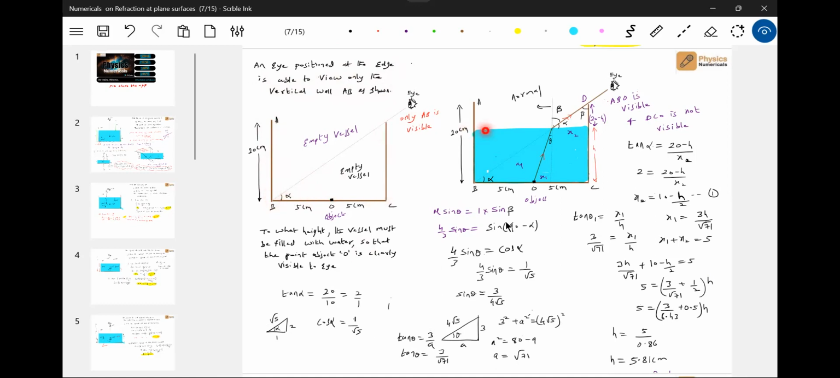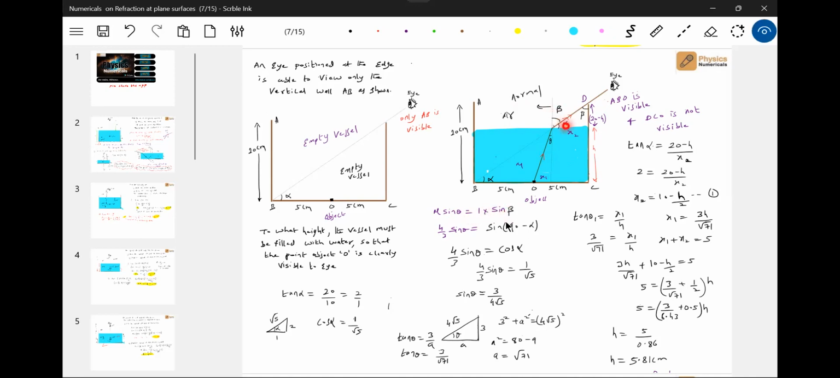Then I'll fill up water to a certain height. Then the midpoint of this should be visible. So the rays emitted by the object O after refraction should enter into the eye. So it will undergo refraction here. Angle of incidence, angle of refraction. Okay, now we'll write it here. Mu sine theta is equal to 1 into sine beta. Solving this, we don't know beta.